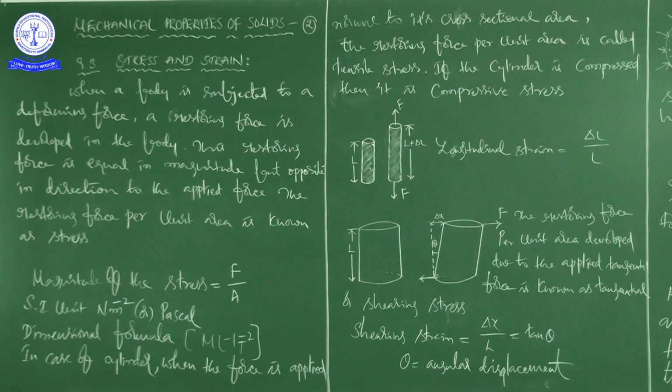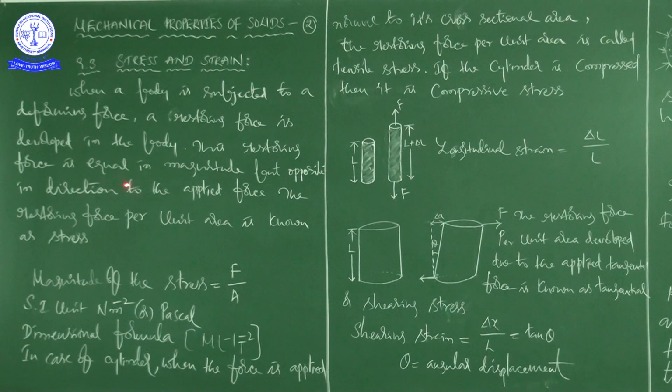So please try to understand, the force applied by you on the rubber material is the deforming force. The force applied by the rubber material itself, to regain its original shape and size, is because of the restoring force. So the restoring force is the force applied by the rubber material in this example. The deforming force is the force applied by you on the rubber material, right? When a body is subjected to a deforming force, a restoring force is developed in the body.